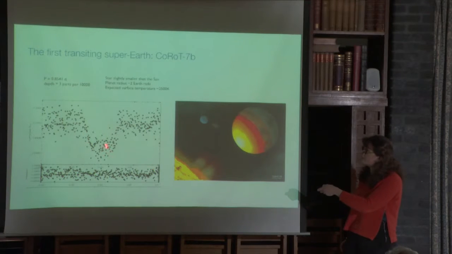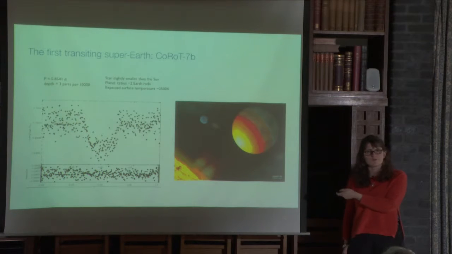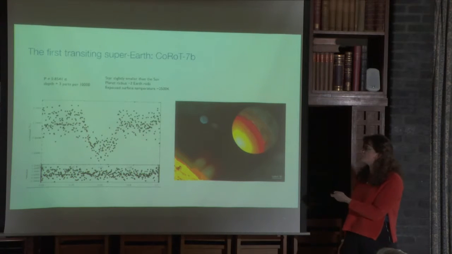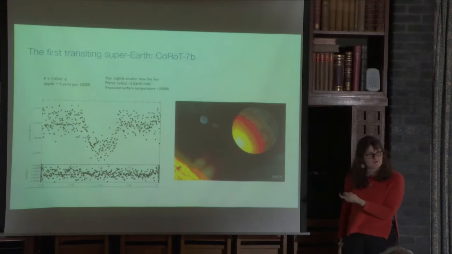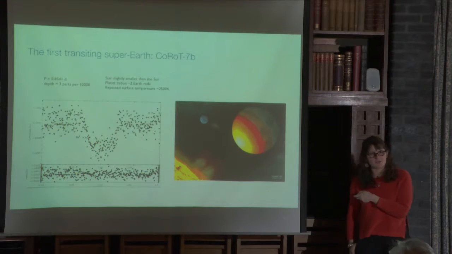So although it's very shallow, it's a very clear detection because it repeats 192 times in the time series I showed you before. And this particular object is known as CoRoT-7b, and its radius is only twice the radius of the Earth. Its period is extremely short, as I said, less than a day. So it's thought to have a surface temperature of order 2,500 degrees Kelvin. And because of later mass measurements, we now know that its composition is probably primarily rocky.